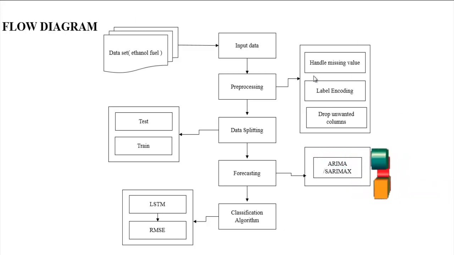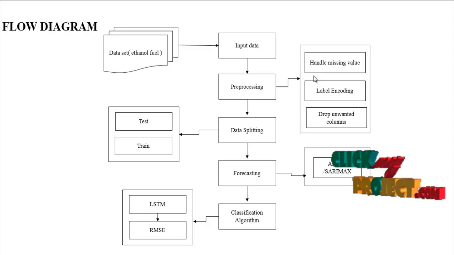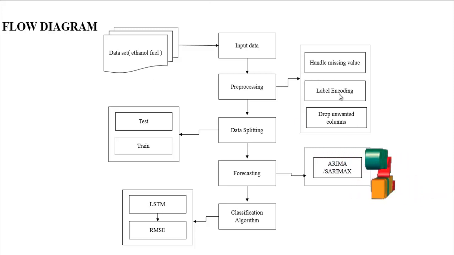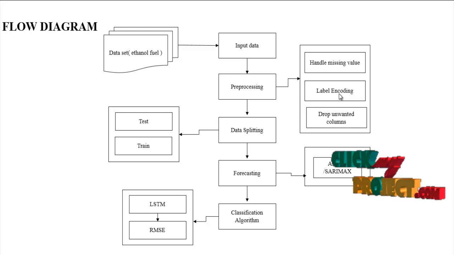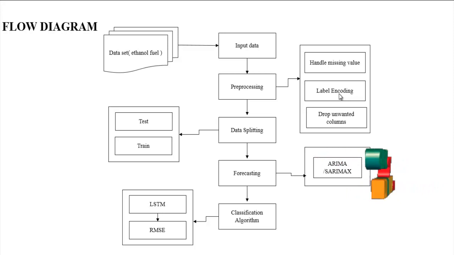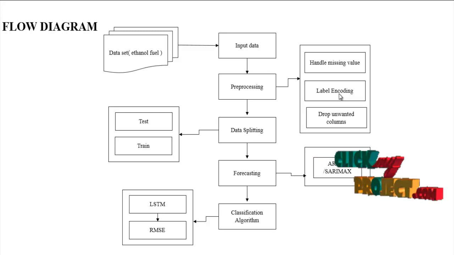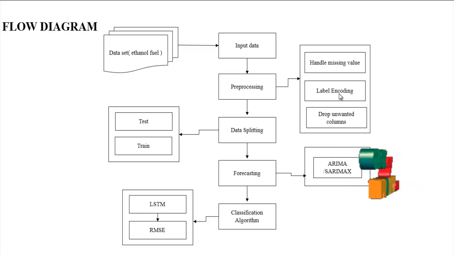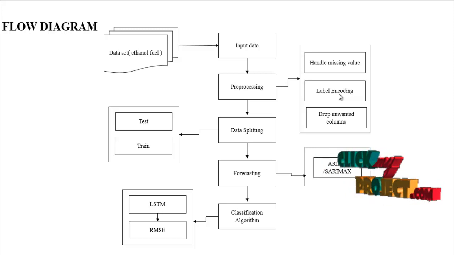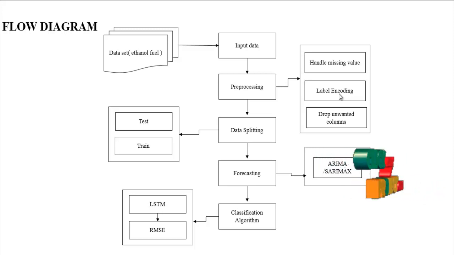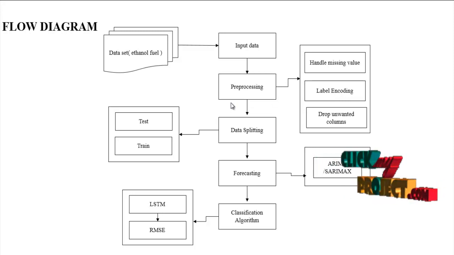The purpose of handling missing values is to avoid wrong predictions. Then we have to encode the labels. That means we have to convert the strings into numeric. Then we have to drop unwanted columns which are not required for our process. Then we have to implement the data splitting process. The data splitting is to split the data set into test and train.